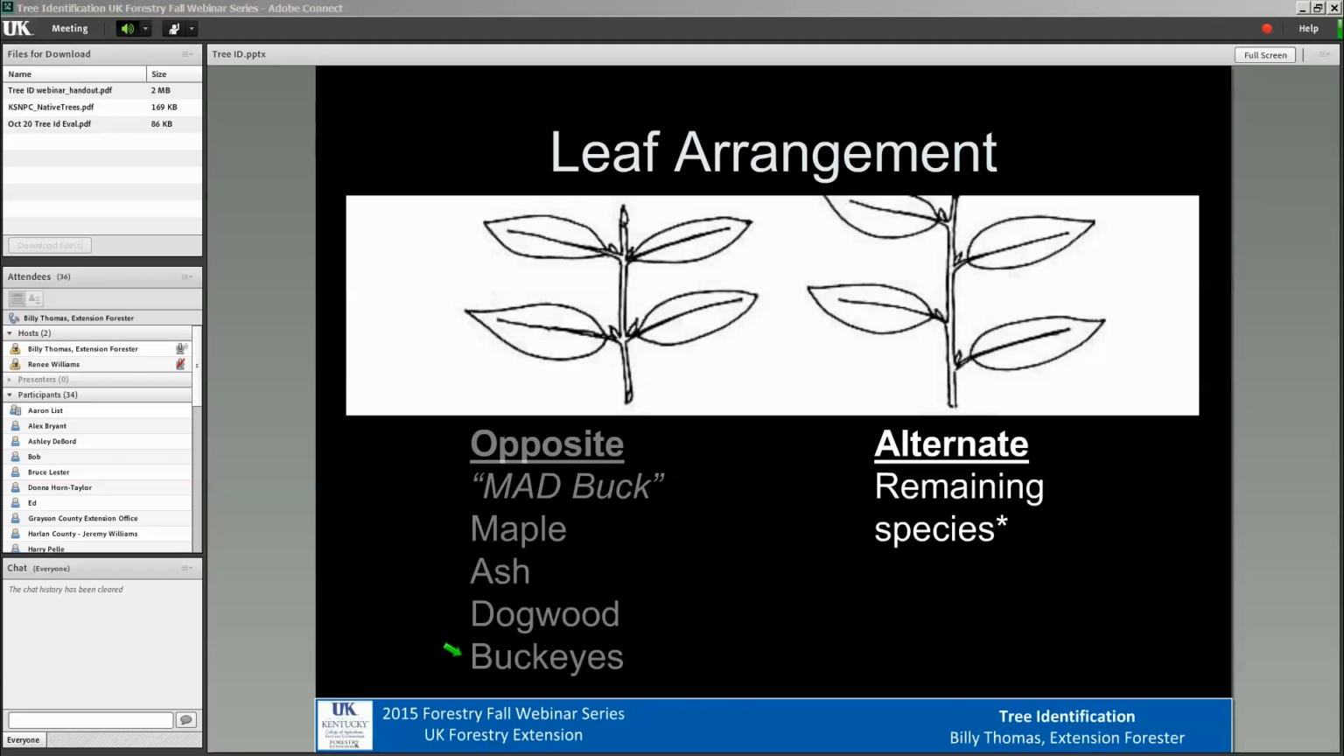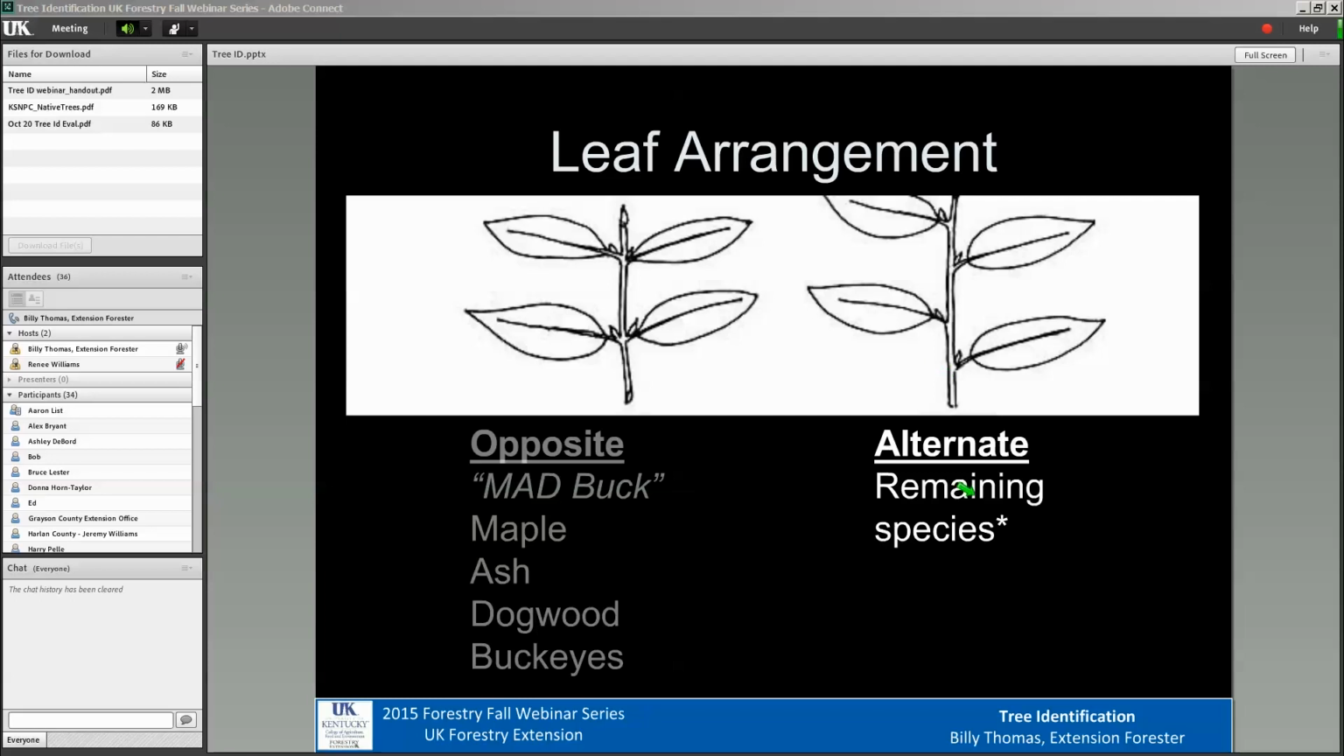Next, I want to talk about alternate branching, and just as it implies, that means the leaves are alternate of one another. So we have one coming off here, and then down here, alternating is another one. So pay attention to that, because it's really important. This is an important distinction that we use to separate one leaf and one tree eventually from another.